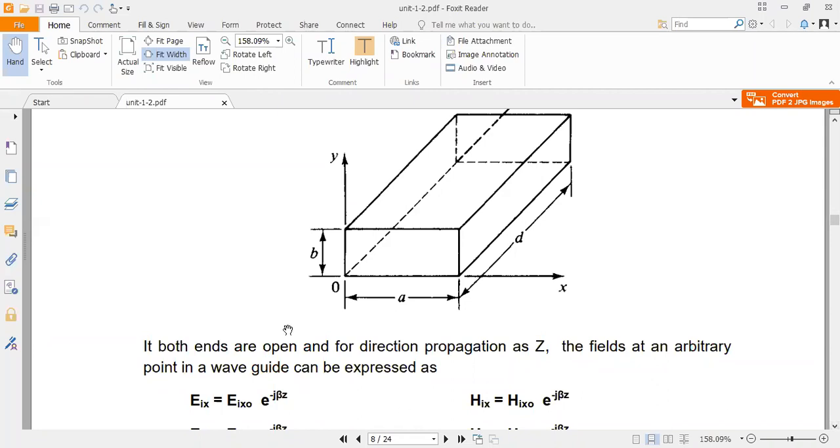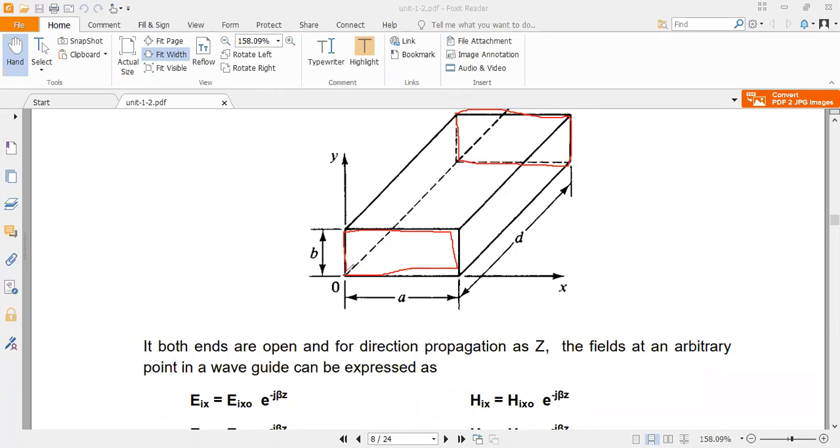See, if both the ends are open, the wave propagates in the z direction. That's what we have seen. This is the rectangular waveguide. It is A and this is B, and this distance is in the z direction. So what is a cavity resonator? This is one face and this is the other face. If both the ends are closed with a metallic material, then it is called a cavity resonator, which stores the electromagnetic energy.